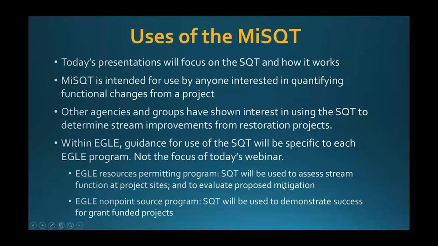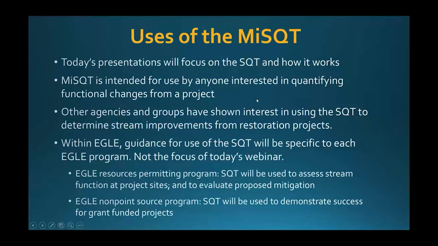So I'm going to talk just briefly about the uses of the Michigan stream quantification tool. Today's presentations will focus on the SQT and how it works. The SQT is really intended for use by anyone interested in quantifying functional changes from a project. So this is not just something that will be used by EGLE, by the state agencies, but other agencies and groups have also shown interest in using the SQT to look at improvements from restoration projects.